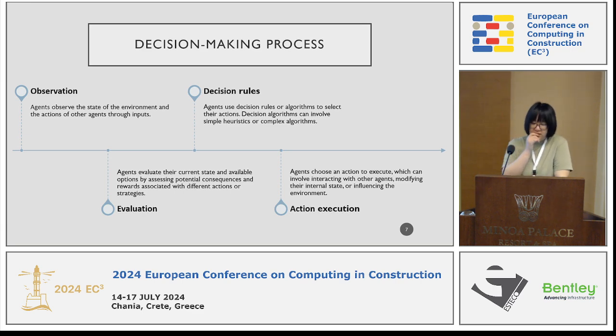The third step is the decision rules. Agents select their actions using decision rules or algorithms you choose. And the last step is the action execution. Agents choose an action to execute.